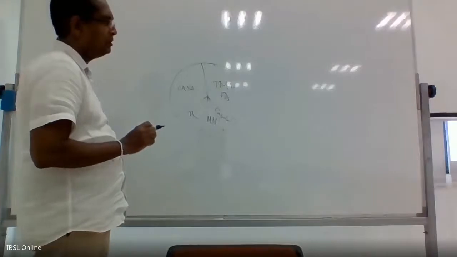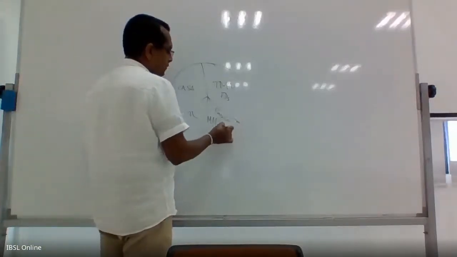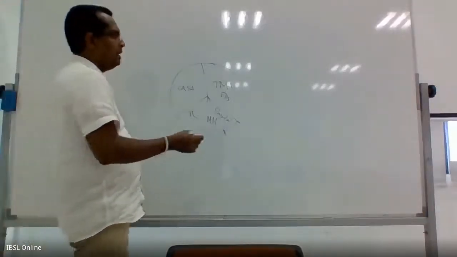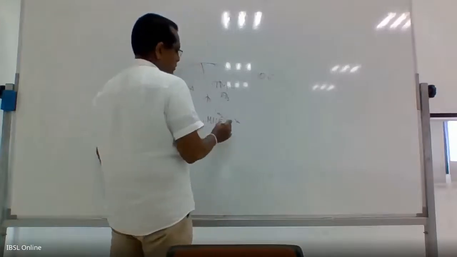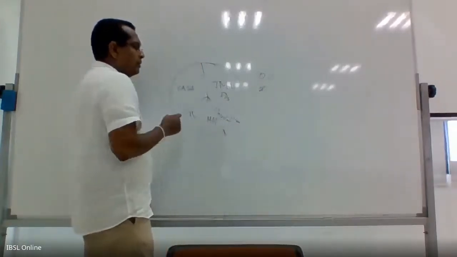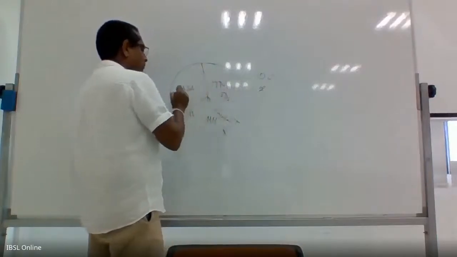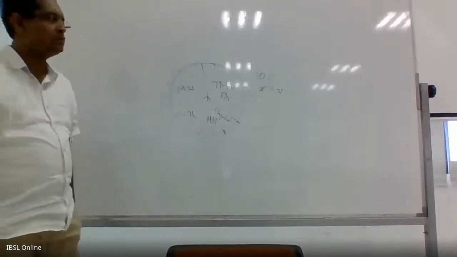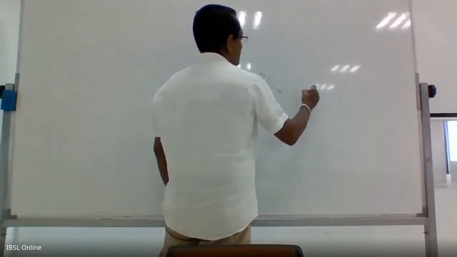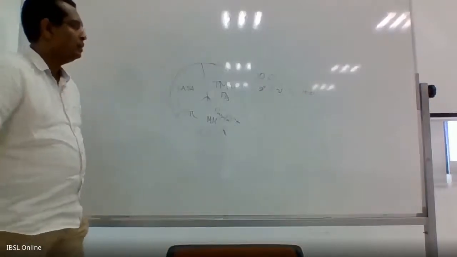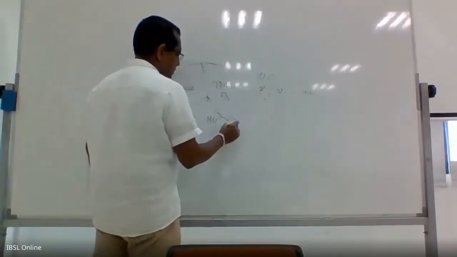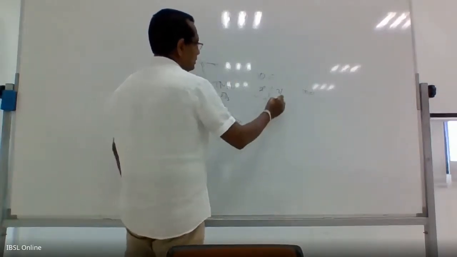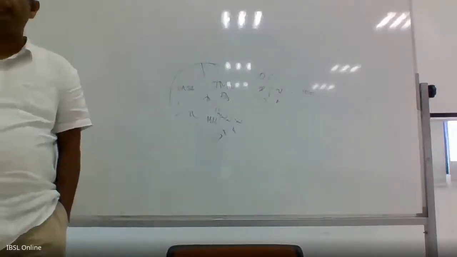But Basel says you should have your own funds if you want to lend. If you want to lend 100 rupees, you should have X amount of your own funds. Balance you can borrow from any of these methods. Plus Y is the borrowed money, which should be equal to 100. Right? This is your own funds, this is the borrowed funds. Right? This is Basel.